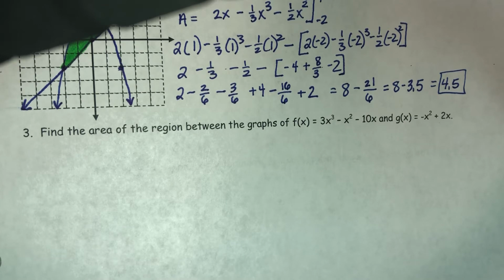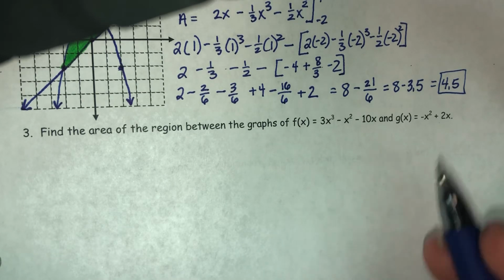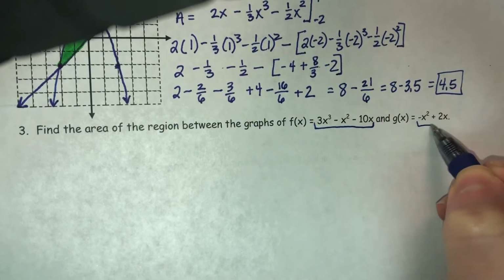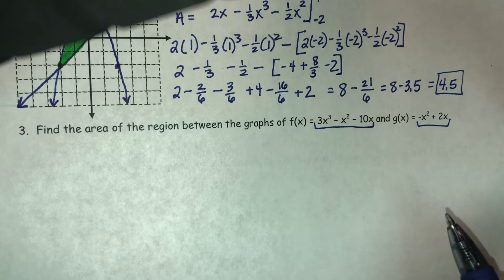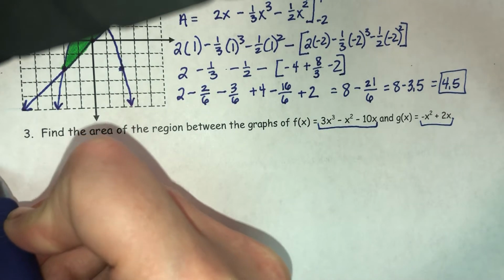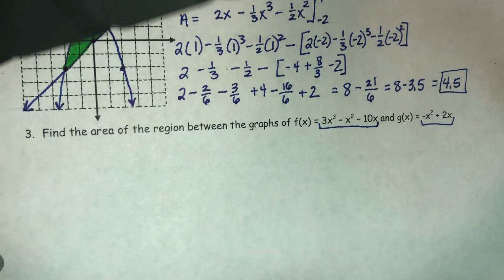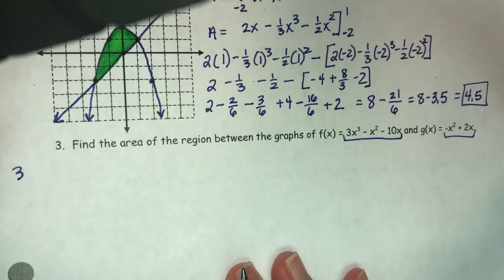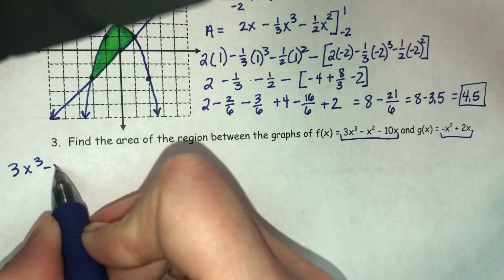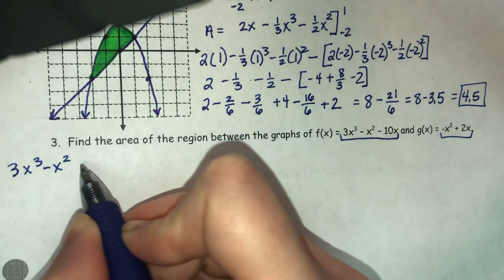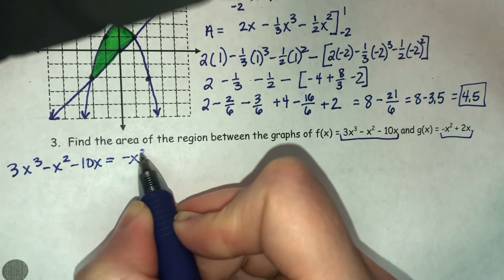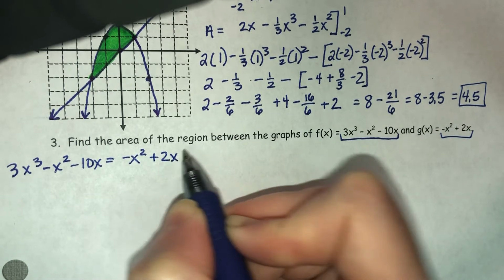So the first thing we want to do is find the points of intersection, and we'll do that by taking our f of x and our g of x function, setting them equal to each other and solving for x. So we'll have 3x cubed minus x squared minus 10x equals negative x squared plus 2x.